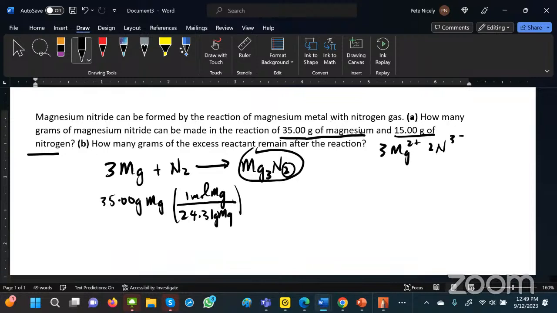Okay, and then now we look at the mole ratio between the magnesium nitride, which is this here, and the magnesium. So what's the mole ratio between the magnesium nitride and the magnesium? 3 to 1, exactly. So down here, you're going to have 3 moles of magnesium, and up here, you're going to have 1 mole of magnesium nitride. And then we have to do the math.